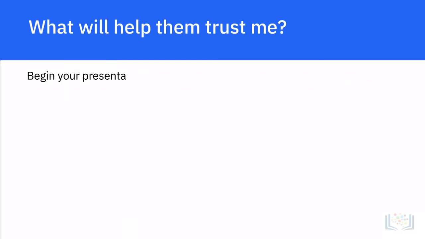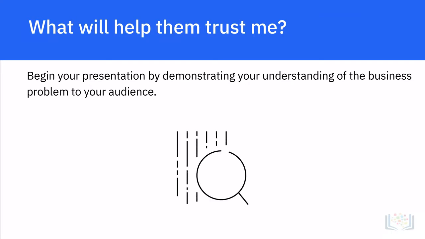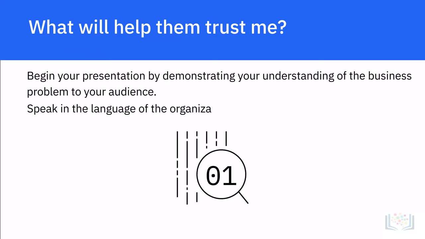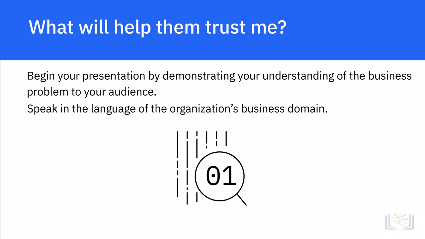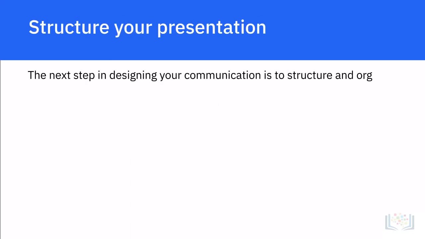Begin your presentation by demonstrating your understanding of the business problem to your audience. It's easy to fall back on the assumption that we all know what we're here for, but reflecting your understanding of the problem that needs to be solved and the outcome that needs to be achieved is a great first step in winning their attention and starting with trust. Speaking in the language of your organization's business domain is another important factor in building a connection between you and your audience. The next step in designing your communication is to structure and organize your presentation for maximum impact.